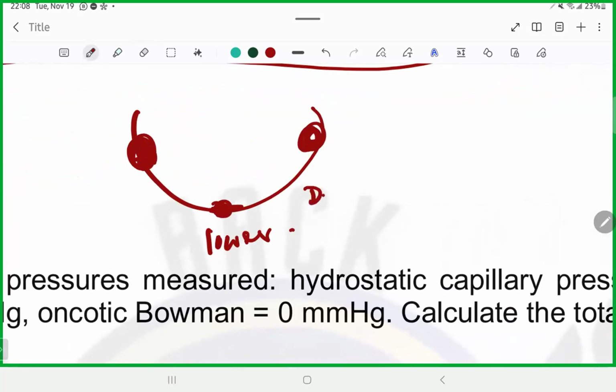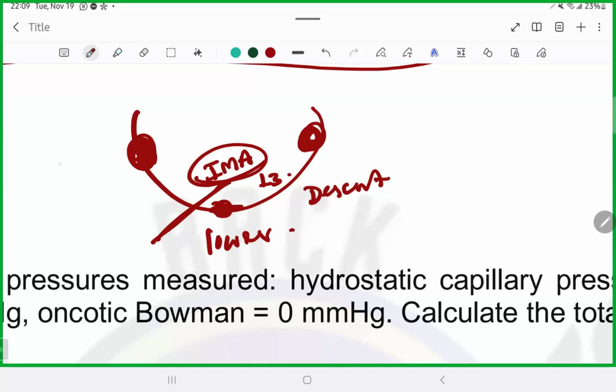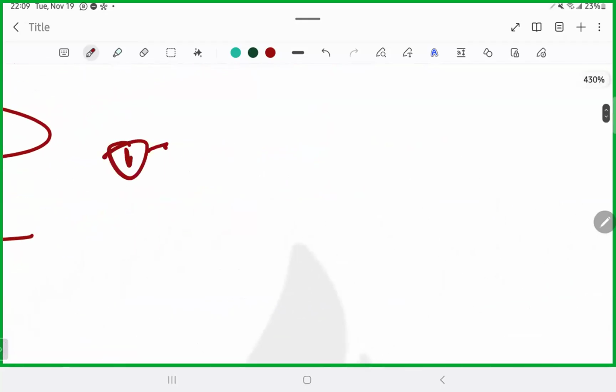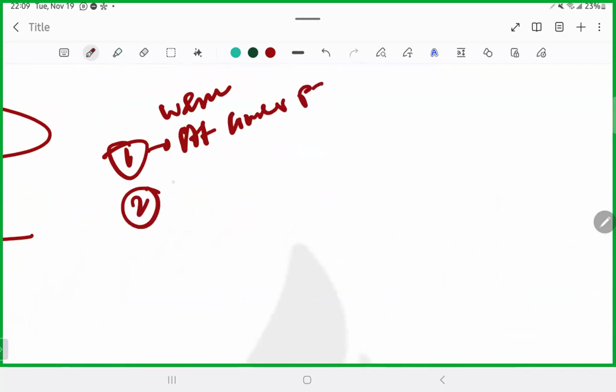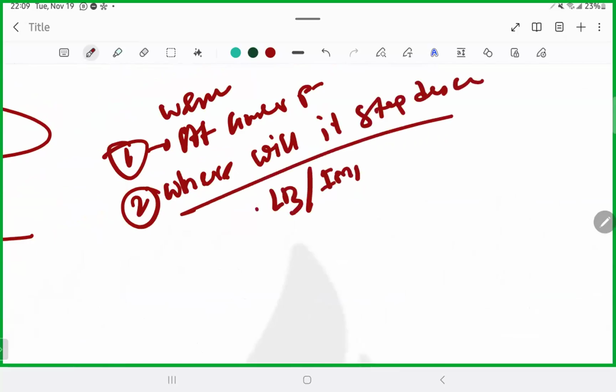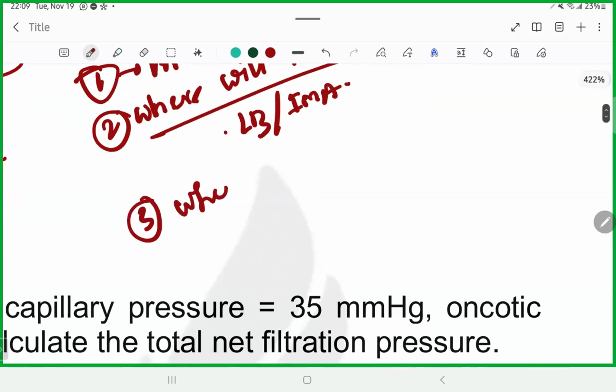And where does it stop descent? It stops at the level of inferior mesenteric artery, because inferior mesenteric artery is at L3. So we will have the hilum at the level of L3 if it's descending, or up to L5. Okay. So what are the questions? Number one, where is horseshoe kidney attached? At lower pole. Number two, where will it stop descent? At L3 or inferior mesenteric artery. Number three, where will be the hilum?